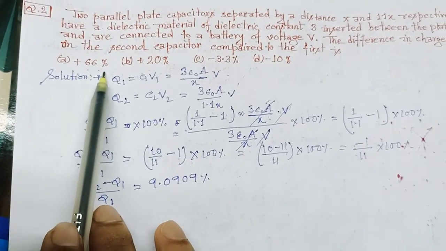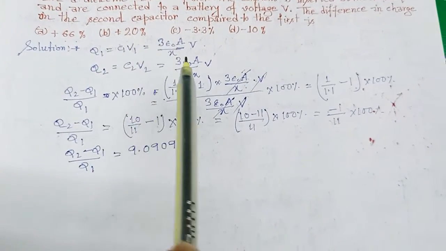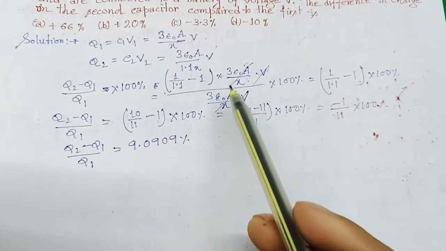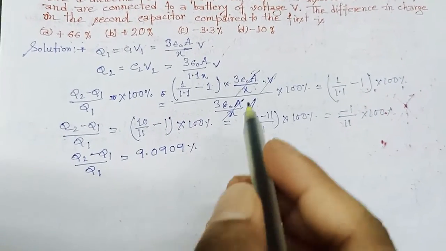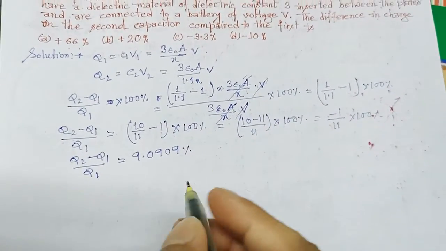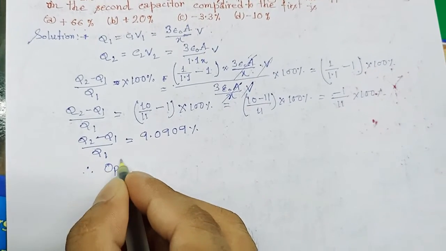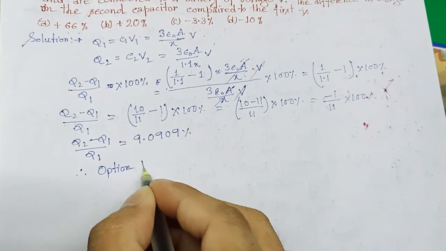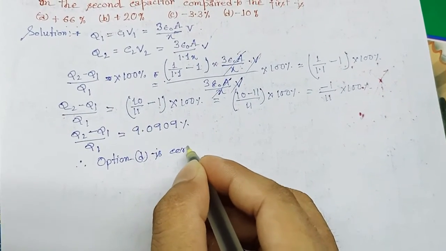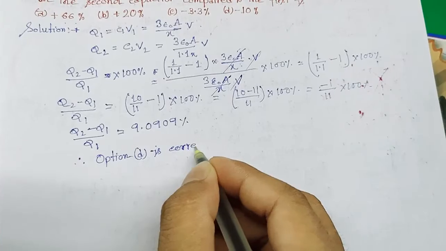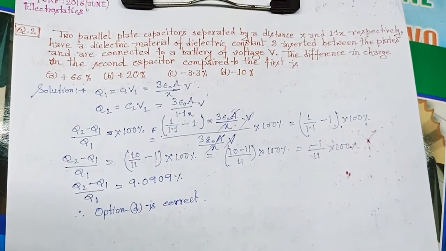Now, in our options, four options are given. First option is 66%, which is never possible. Second option is 20%, which is again not possible. Third option is minus 3.3%, which is not possible. So option D, it is approximately equal to D. So therefore we can write that option D is correct. So this is the solution of this question.